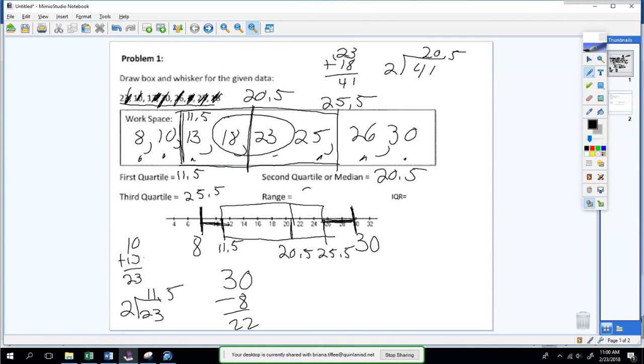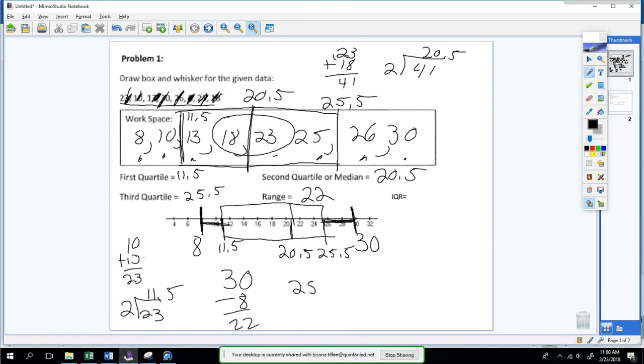So my range is 22. Now we have to find something called the IQR. The IQR is called the interquartile range. What the interquartile range does is it finds the edge of the box. It takes the biggest edge of the box and the smallest edge of the box, so it takes your third quartile minus your first quartile.